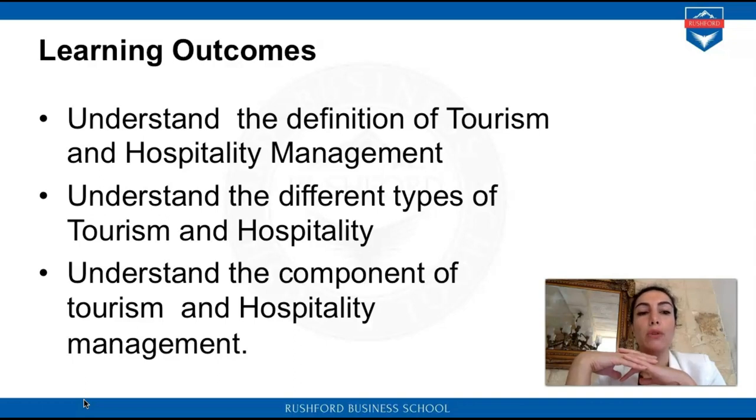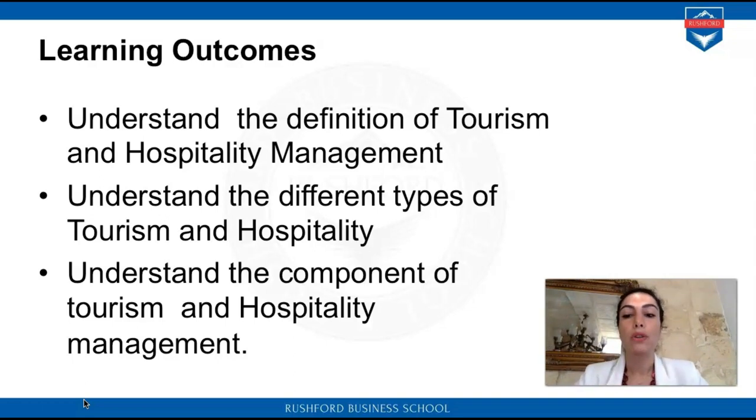management. So the learning outcome for the first lecture is to understand the definition of tourism and hospitality management. As well, it's really important to understand the different types of tourism and hospitality, because we don't have only one type of tourism, but several types, which we are going to explain briefly before we move on to the second lecture to explain more about the operation management of tourism and hospitality. So the learning outcomes, as I mentioned, are to explain the definition of tourism and hospitality management, and the different types of tourism and hospitality.